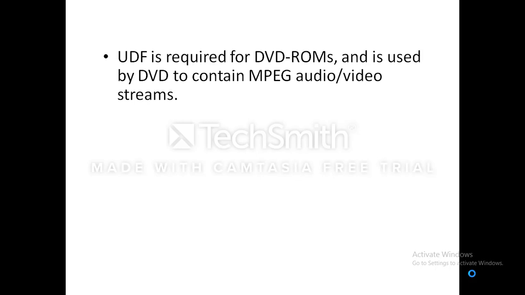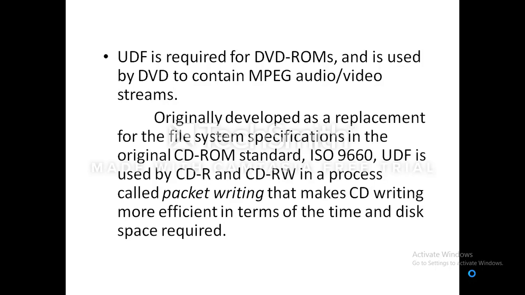UDF is required for DVD-ROMs and is used by DVD to contain MPEG audio or video streams. Originally developed as a replacement for the file system specifications in the original CD-ROM standard, ISO 9660, UDF is used by CDR and CDRW in a process called packet writing that makes CD writing more efficient in terms of the time and disk space required.